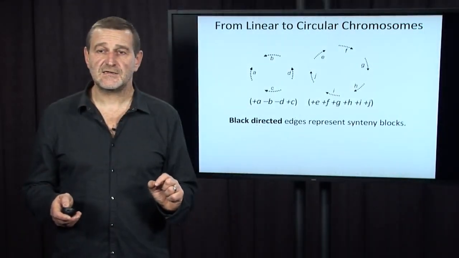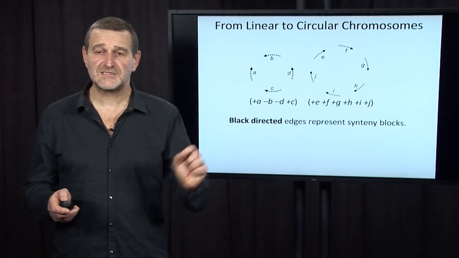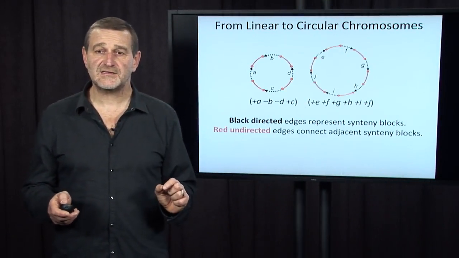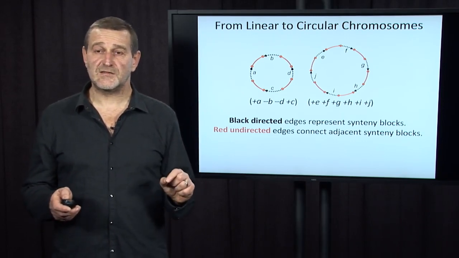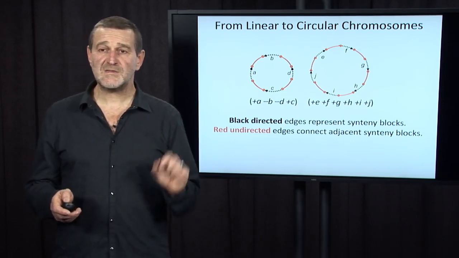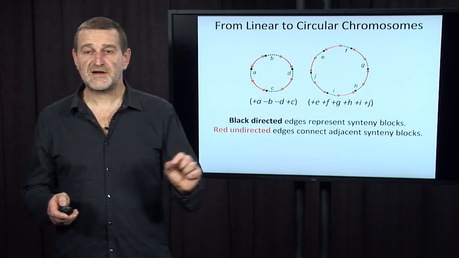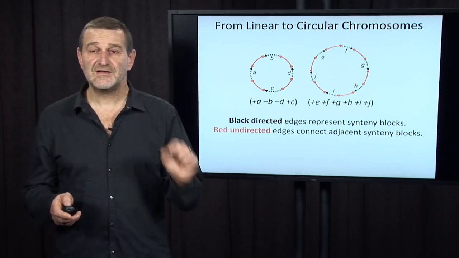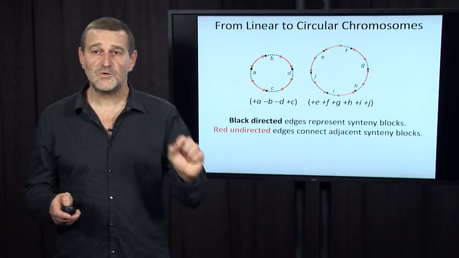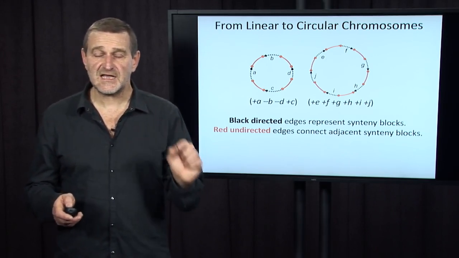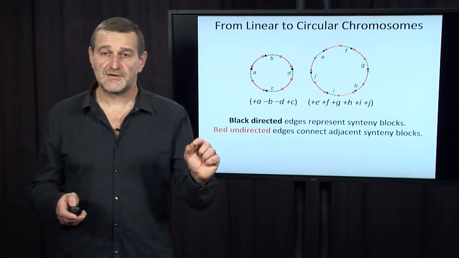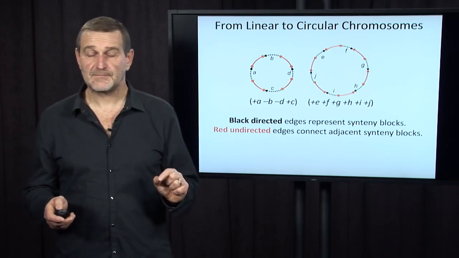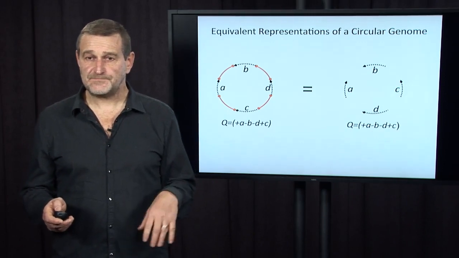It's just the start. We will now add to these black edges undirected red edges that connect adjacent synteny blocks. So the 2-chromosomal genome will be represented as a graph consisting of 2 cycles. These cycles are important. They have edges of 2 colors, red and black. Now, what do we do next?